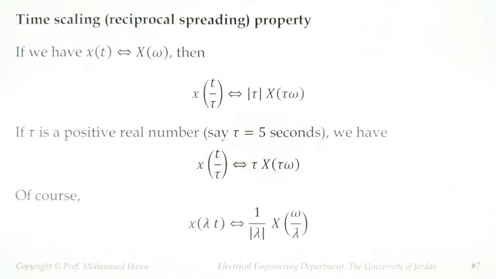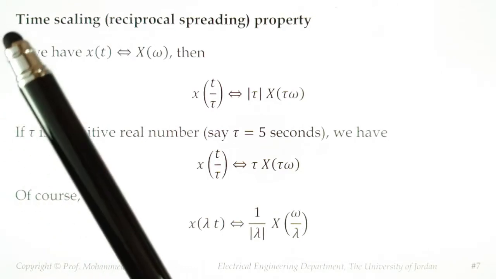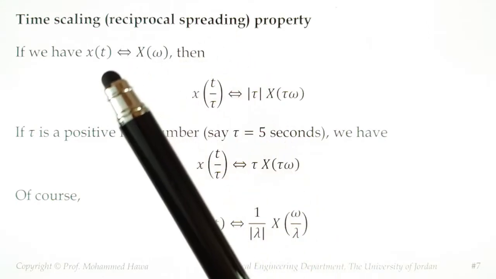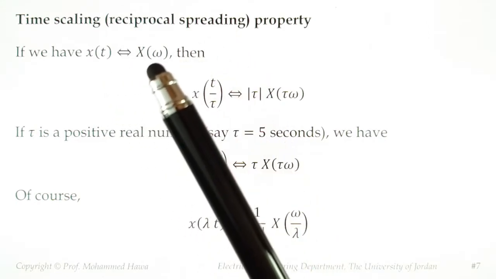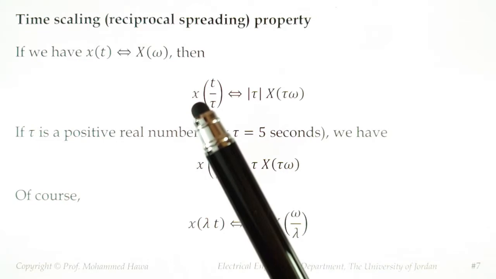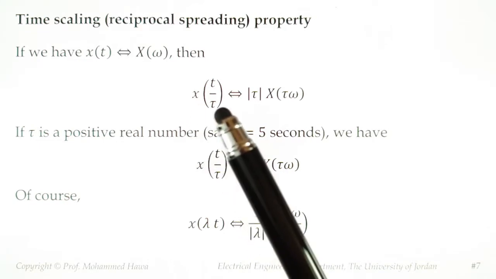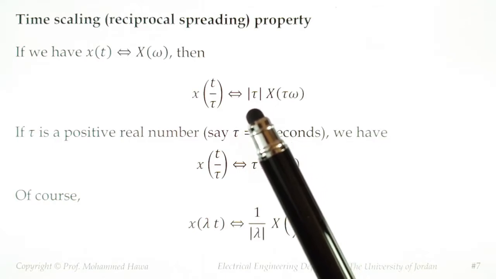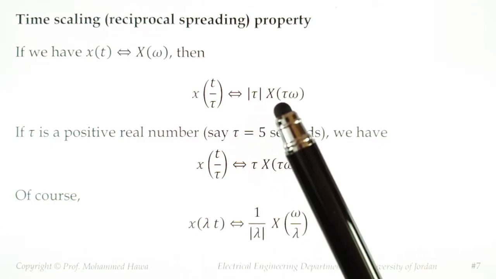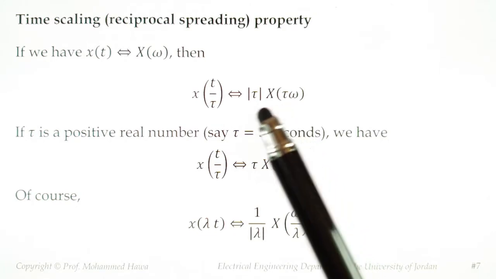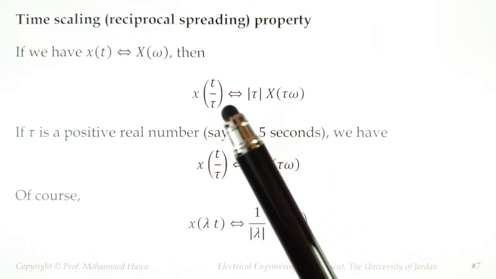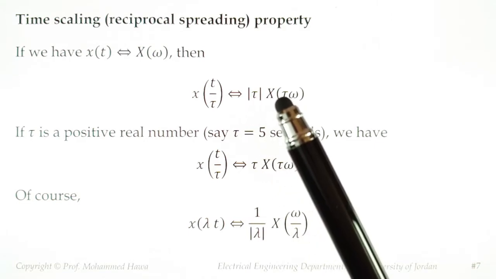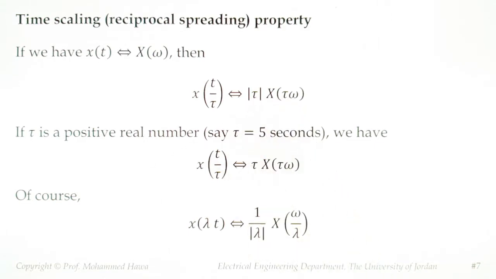Another important property of the Fourier transform is called time scaling or reciprocal spreading. It says that if you know the Fourier transform of x of t is X of omega, then the time scaled version x of t over tau has a Fourier transform of X of tau omega, so long as you multiply by the absolute value of tau here and the value of tau here. So if you divide t by tau in the time domain, make sure to multiply by the absolute value of tau and multiply by the value of tau twice in the frequency domain.